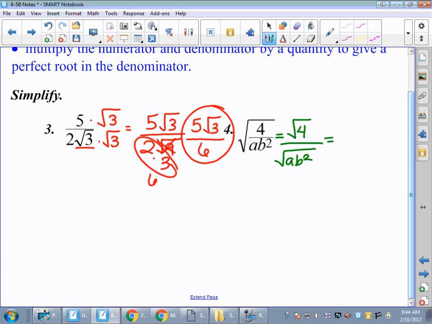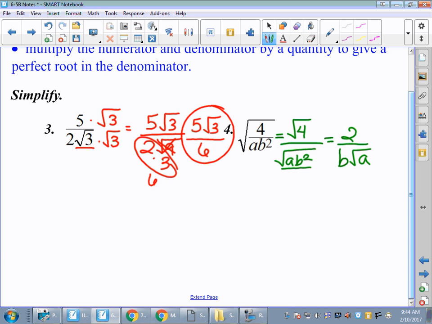Okay, the square root of 4 cleans up to 2. And this radical here, the b squared is perfect. So actually, I can take the b on the outside, and I'm left with the square root of a. So it makes sense to clean up and simplify your denominators before you try to rationalize them.